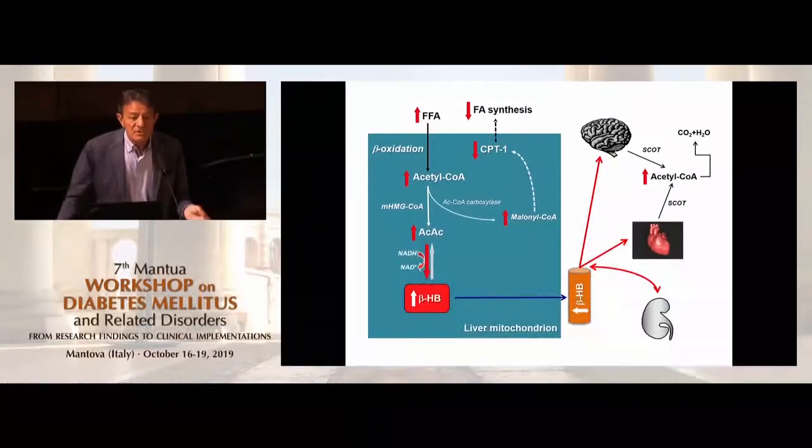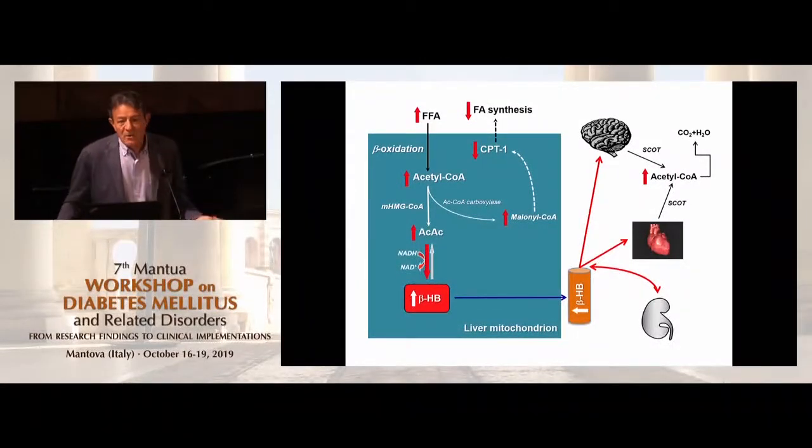But these ketones not only go to the heart, they go everywhere, because the transporter to import ketones from the circulation into cells is widespread. It's expressed virtually in all tissues. And there are two areas where this might be of further interest. One is the kidney, and the other one is the brain.